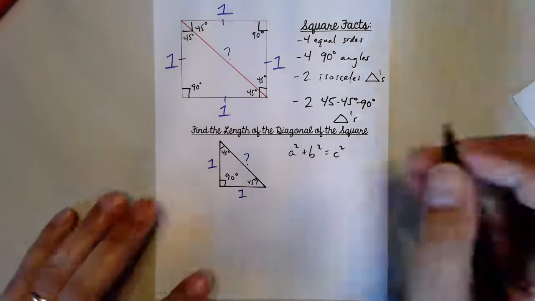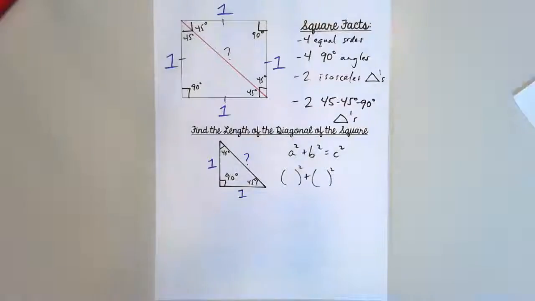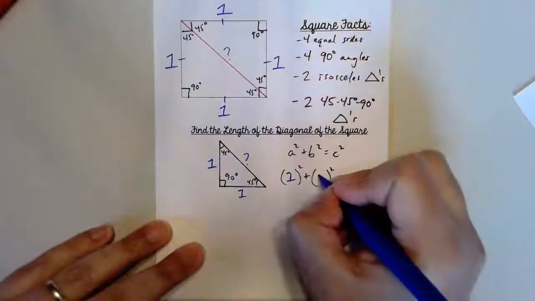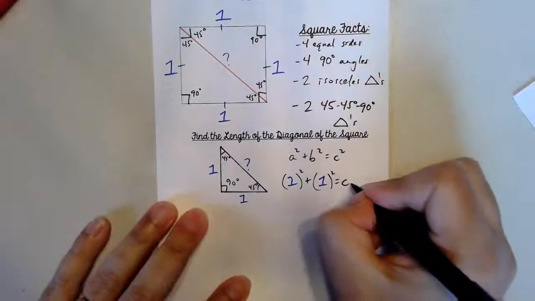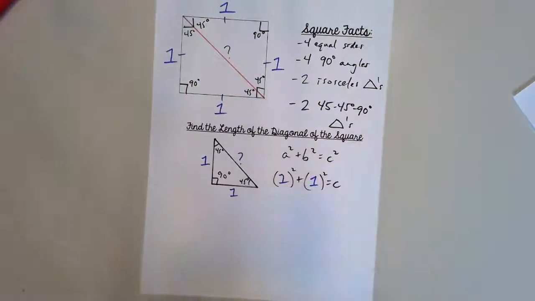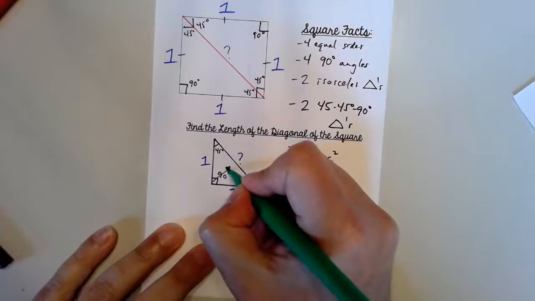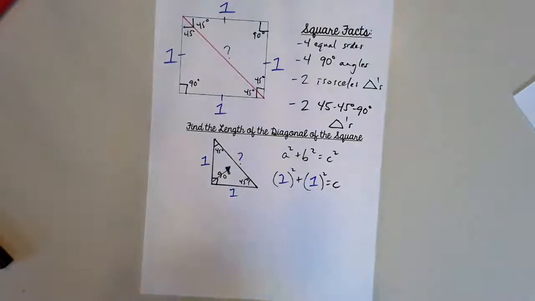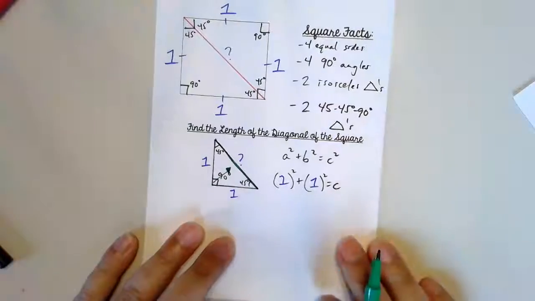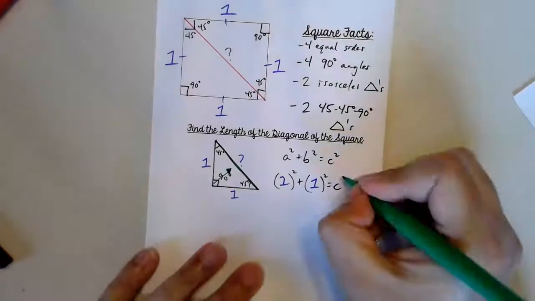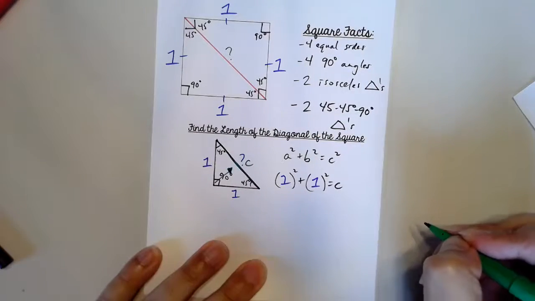So if we say that they're both 1, so we're going to put 1 squared plus 1 squared equals, C is always going to be what's called the hypotenuse. The hypotenuse is the side that's opposite the 90 degrees. It's always opposite the 90 degrees. So in this case, this right here is going to be the hypotenuse. It's always going to be the longest. Okay, so we'll call that C. Okay, so C squared.